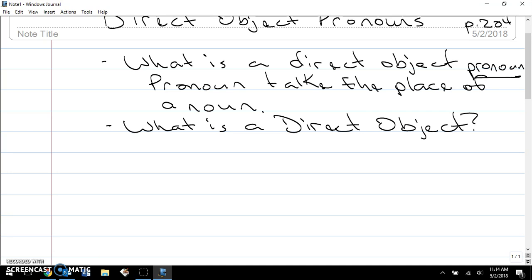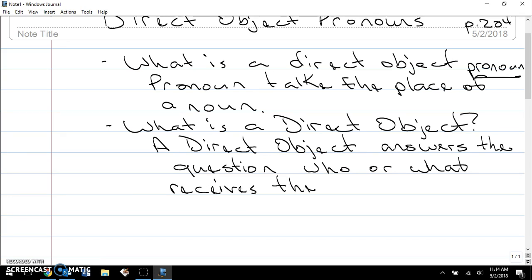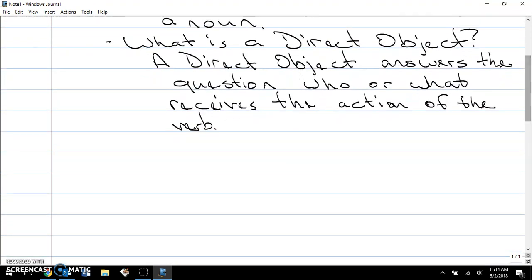So what is a direct object? A direct object answers the question who or what receives the action of the verb. So let's look at some fairly simple English examples.